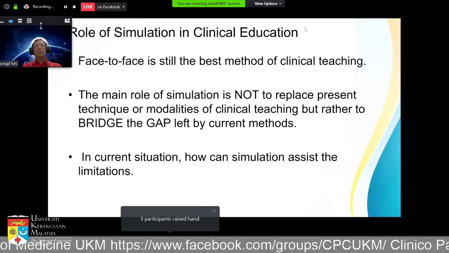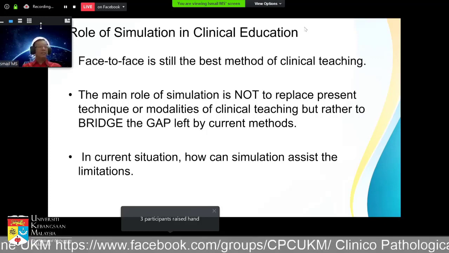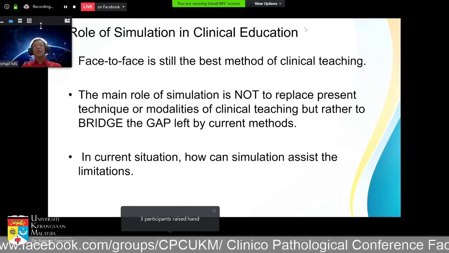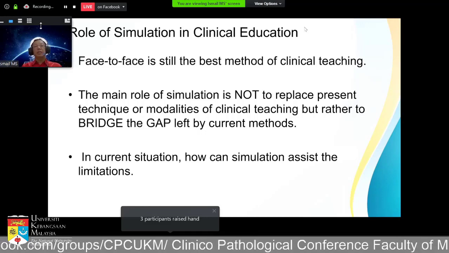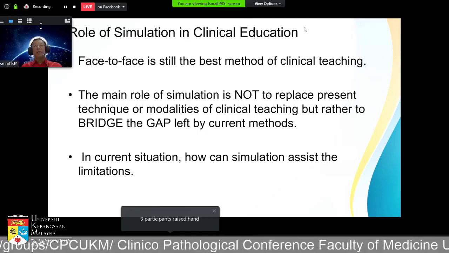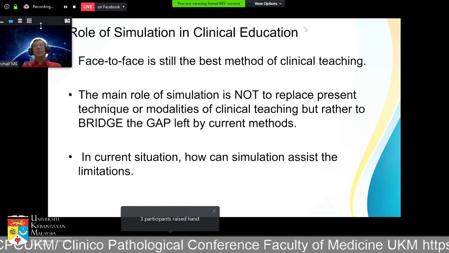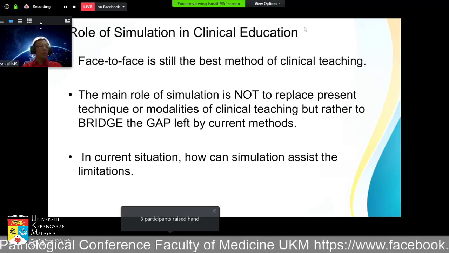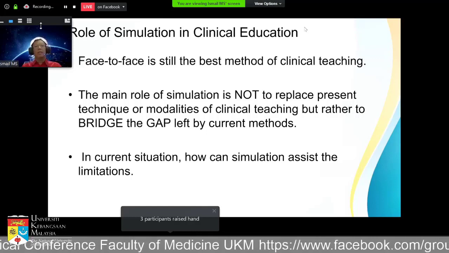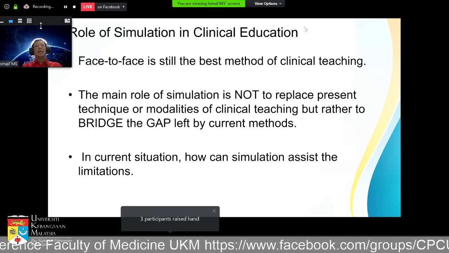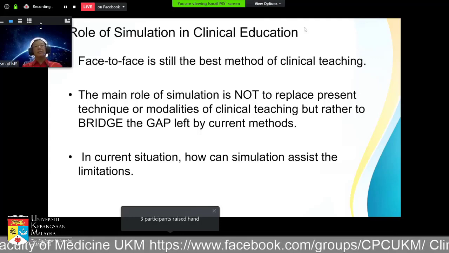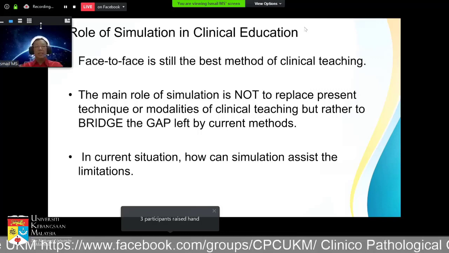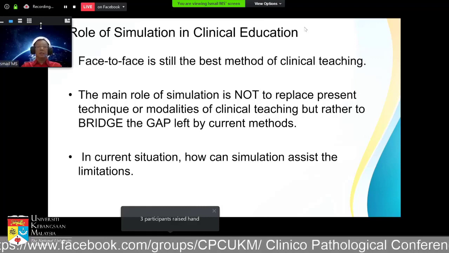The role of simulation all this while is to bridge the gap left by the current methods of teaching. For example, if you want to teach about a certain disease and how you should treat it, and the case never comes, this is where simulation comes in and bridges the gap. We can create a scenario of the case that we want to show or teach to the students. So this is one important thing. It's meant to bridge the gap. And in the current situation, we see how simulation can best assist in bridging the gap, and the gap is basically not having face-to-face contact physically.